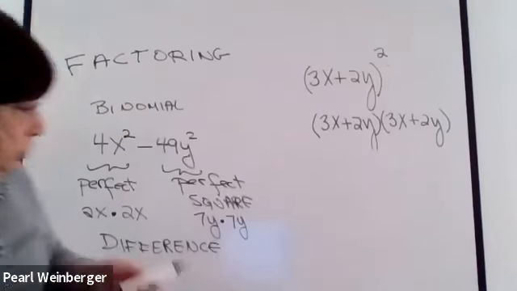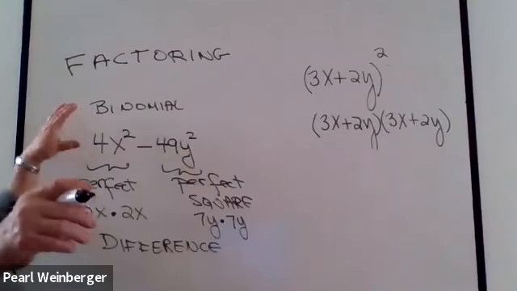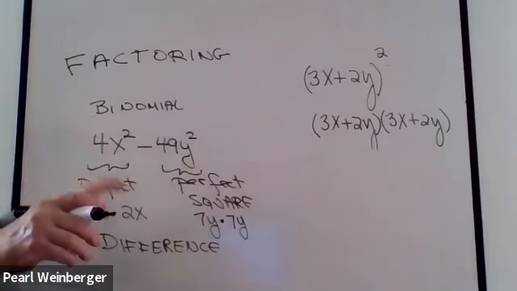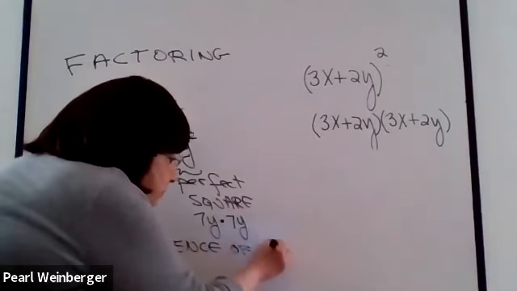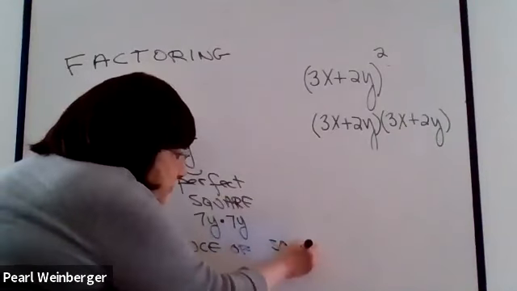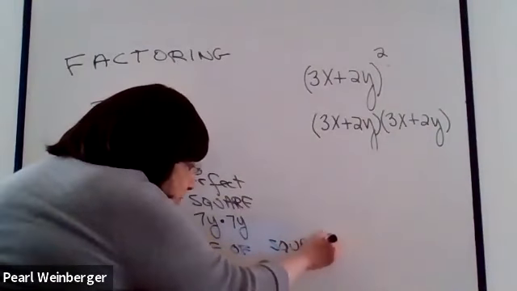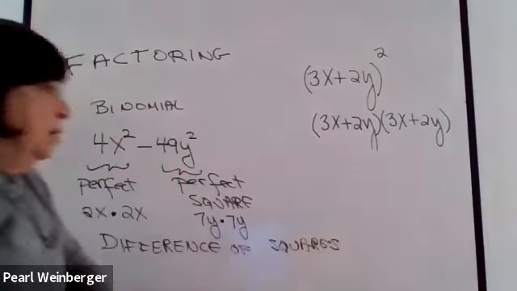Okay. So, as I said, this expression, this binomial, is called the difference of squares. Sometimes it's called the difference of squares. Sometimes it's called the difference of perfect squares. I'm just going to call it the difference of squares.